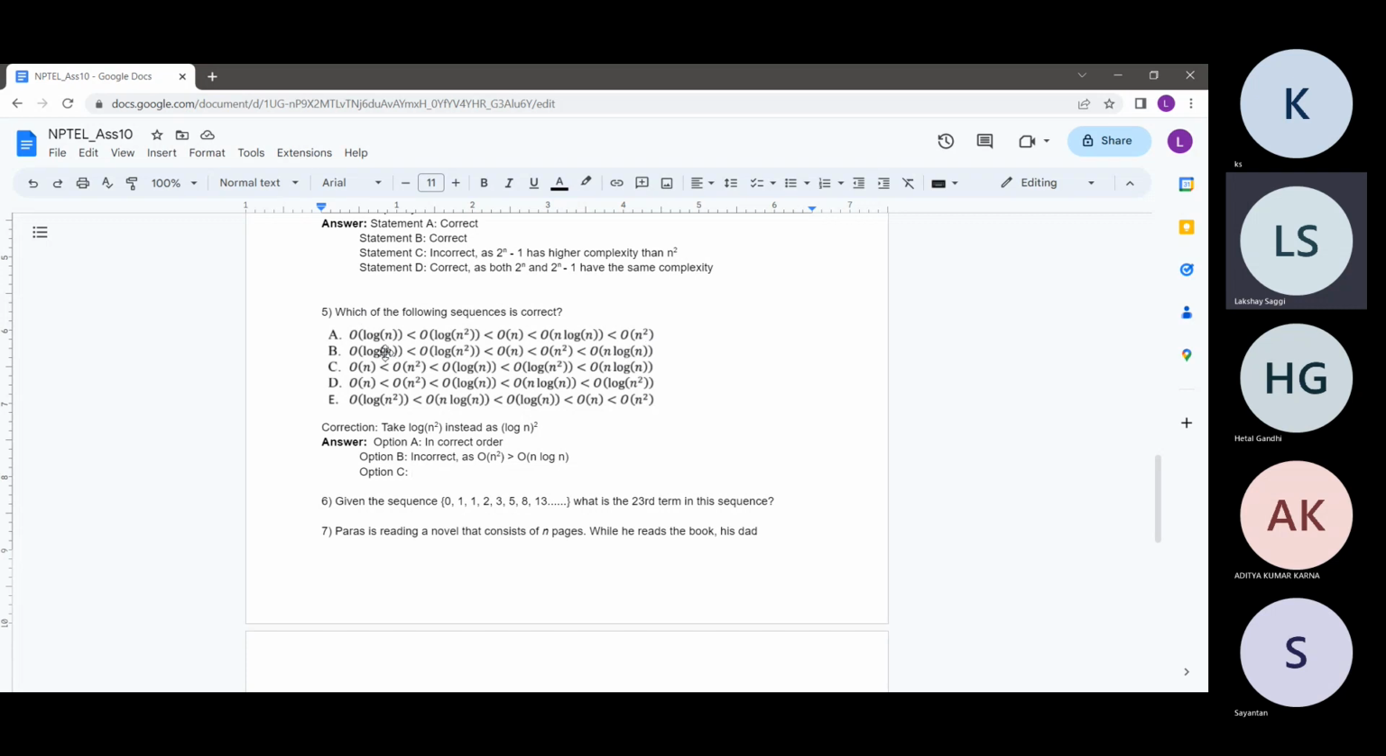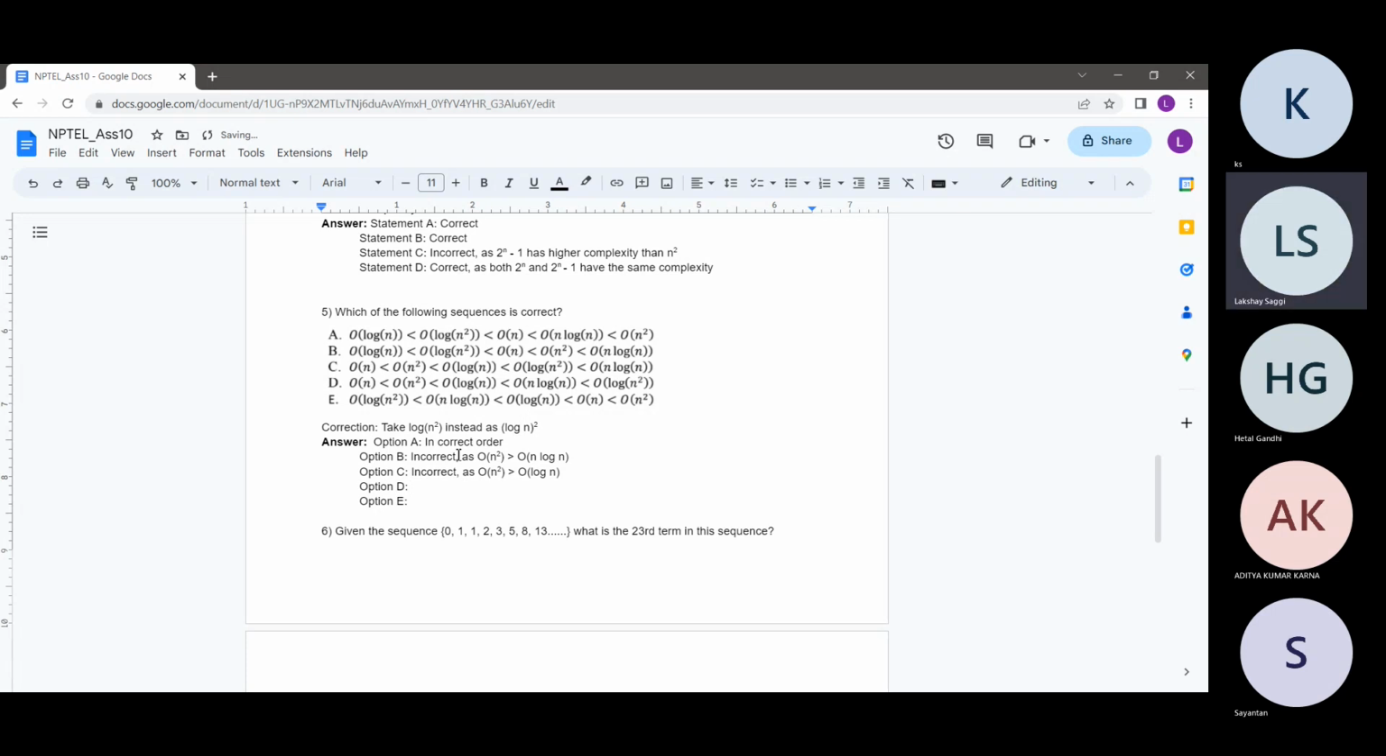Just take the limit of n square upon log n, infinity by infinity form. Differentiating above and below, this will become 2n divided by 1 by n, which will come out to 2n square. So this will come out to infinity when n tends to infinity. So in option C, the part that n square is less than log n is incorrect. This is incorrect, as order n square is greater than order log n. Now I'll try to go a bit faster for the remaining two options.